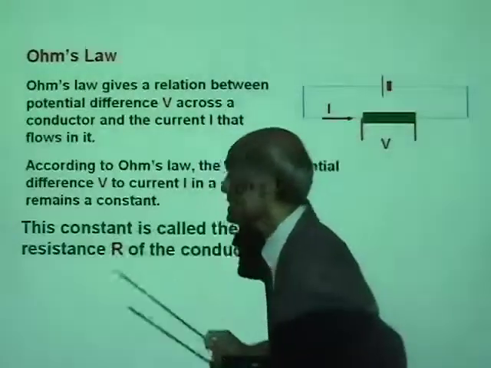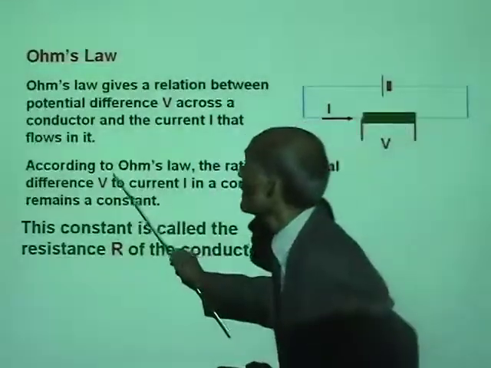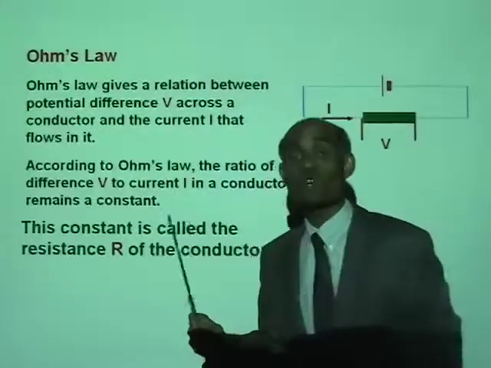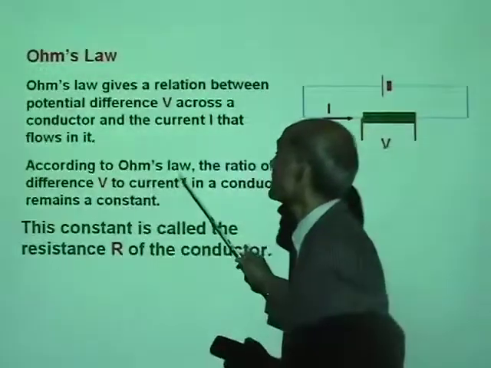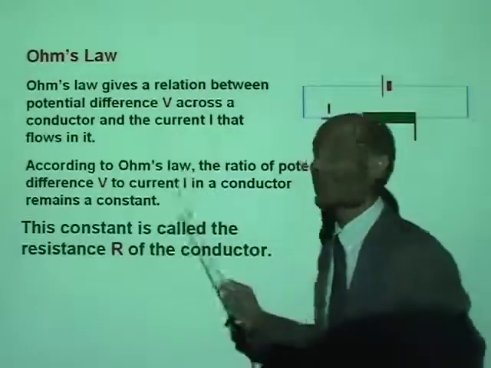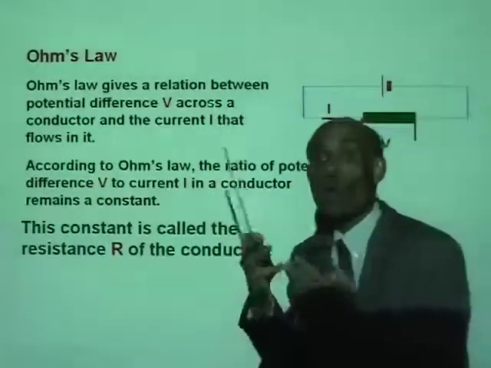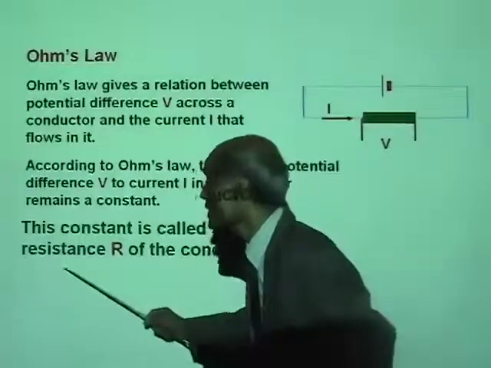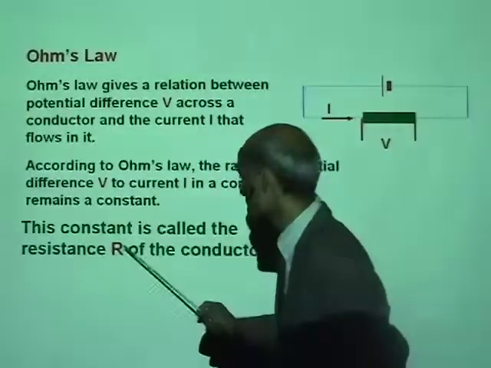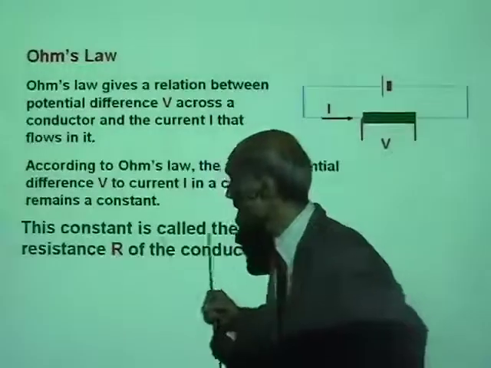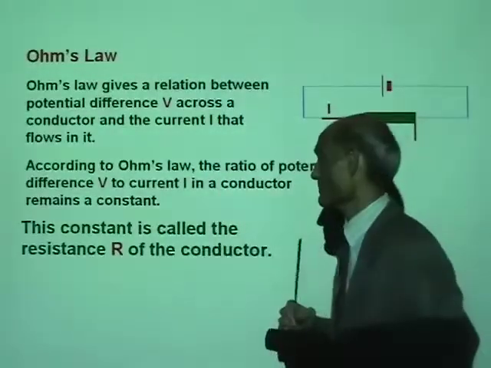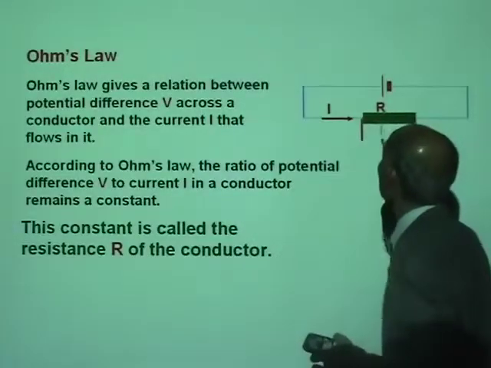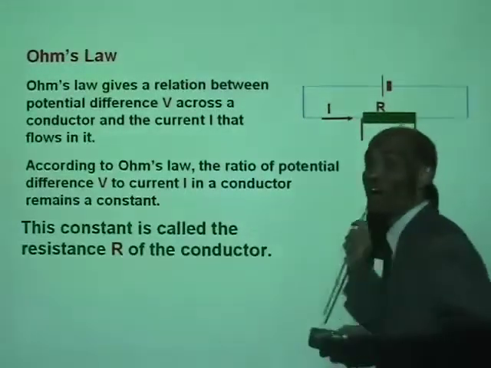So this constant, the ratio of V divided by I for a given conductor, will always be the same. And that value is what we call the resistance of the conductor, and we will represent that by the letter R. Alright, so this conductor has a resistance R.